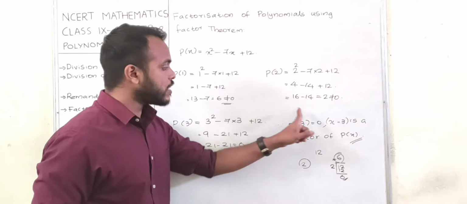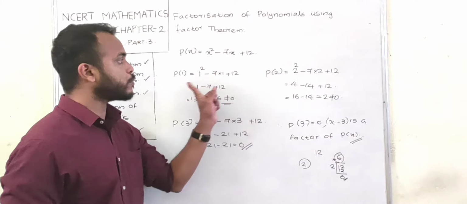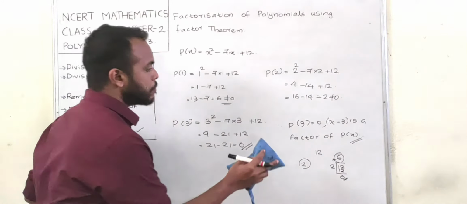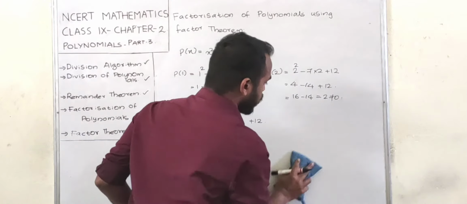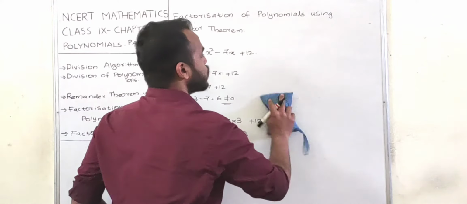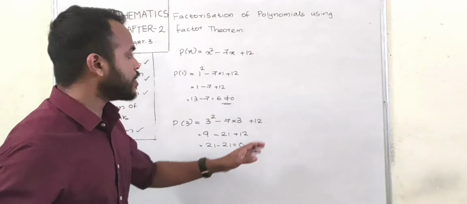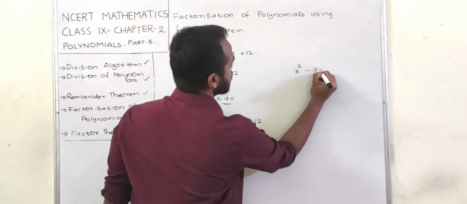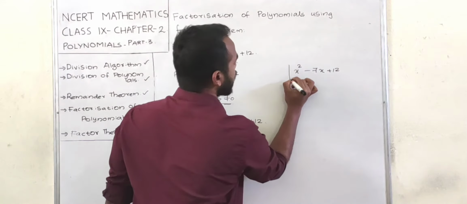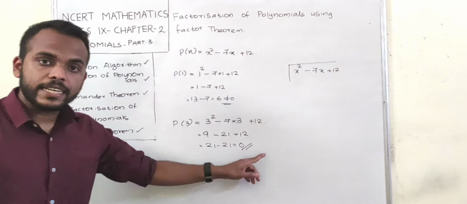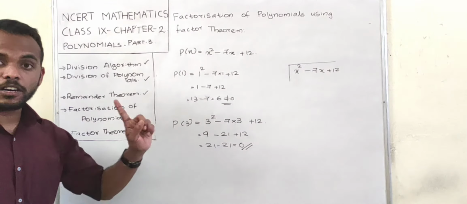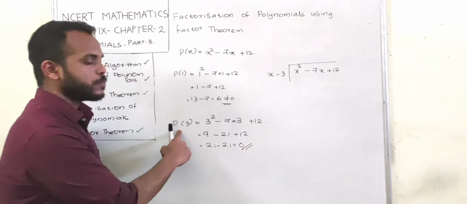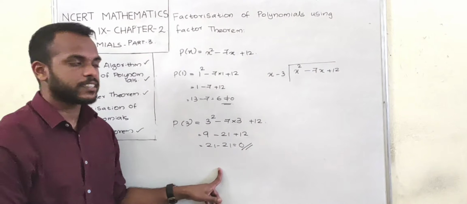The first method was to continue with the same process that we had been doing, P of 4, P of 5, P of 6, etc. But one more easy method is that you just need to divide the mother polynomial x square minus 7x plus 12 by one of the factors that we have already obtained. Who is the factor that we have obtained? It is x minus 3. Since P of 3 is equal to 0, x minus 3 is a factor.